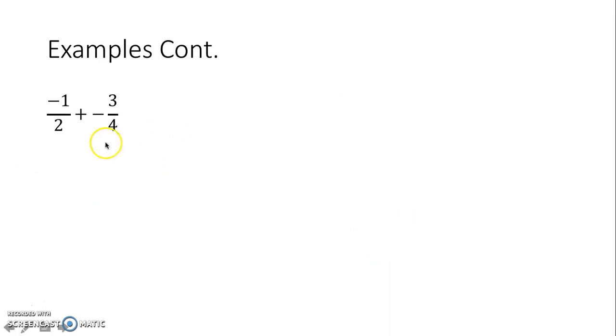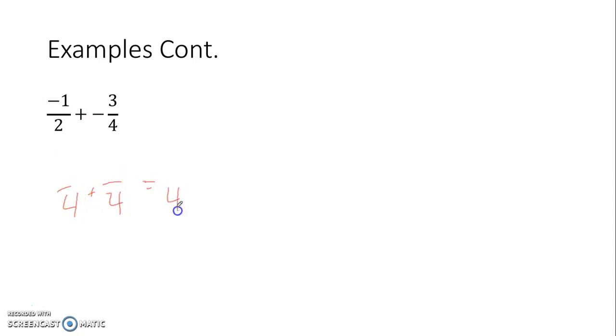Our next example is negative 1/2 plus negative 3/4. So the signs are the same. We're going to add, oopsie, we need the pen tool. Okay, the signs are the same. We're going to add. What's the common denominator? Well, a common denominator that you might see right away is 4.